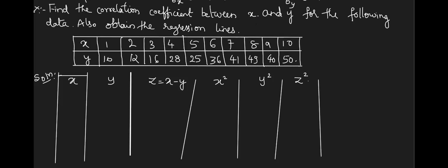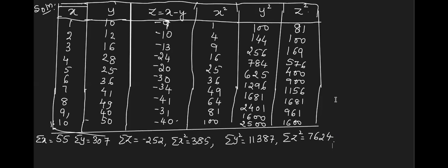Just prepare the tabular form. We have to prepare a table containing x, y. These are the given values. Then one more column z, which is in the form x minus y. Then we require x square, y square, z square. So take all these three columns, square them, and take the corresponding values.